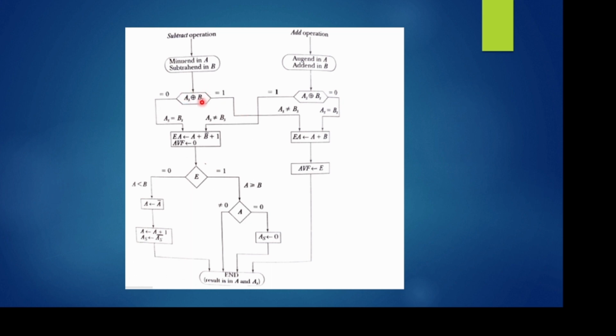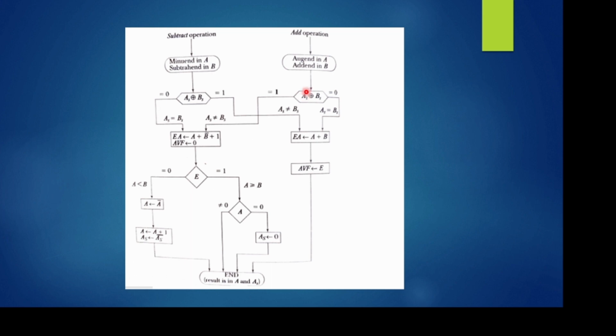Here we are performing the XOR operation of the sign bits. If both the sign bits are of the same value, that is, A XOR B gives output 0, then in the case of subtraction we have to perform the difference operation. If both the sign bits are different, we have to perform addition, that is, we add the magnitudes, so we move on to this side. So this is the overall logic of sign magnitude addition and subtraction.